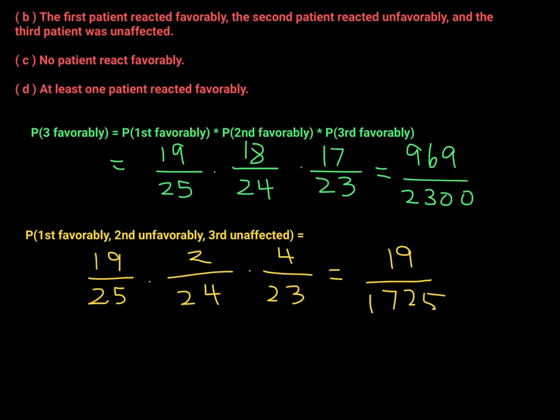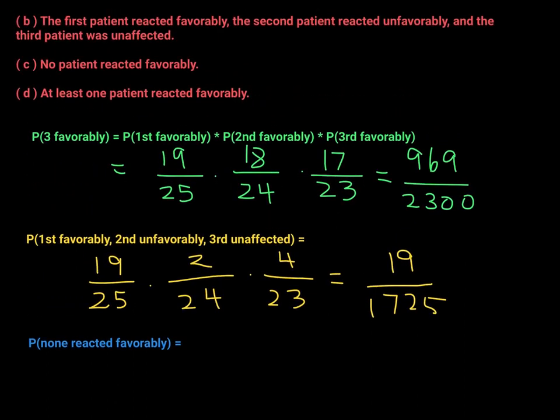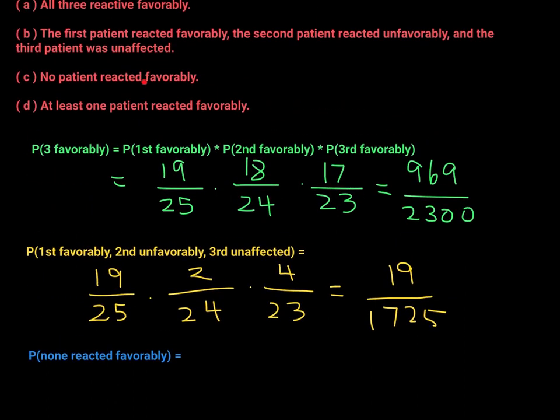No patient reacted. Sorry about the typos. Reacted favorably. All right, so let me move up even more. All right, here we go. So we're selecting 3 patients, and we want to know what the probability that none of them reacted favorably. Okay, let's be careful with the language here. It did say find the probability, I can scroll back up, that no patient reacted favorably.